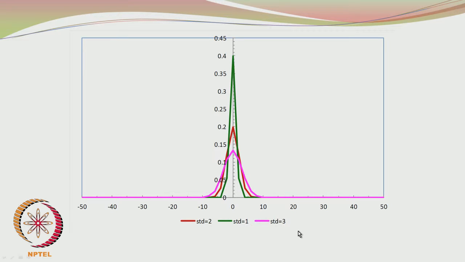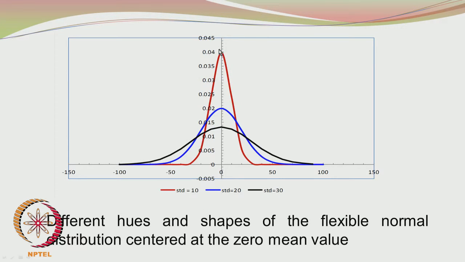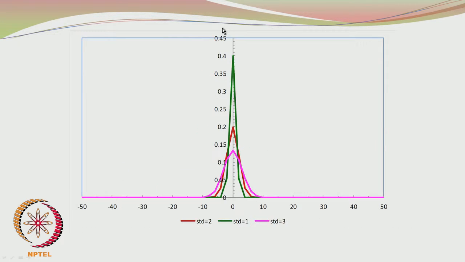Here we have cases where we reduce the standard deviations to smaller and smaller values. Here you start with 3, the pink curve, then you reduce it to 2, and then you reduce it even further to 1. The green curve shows the tallest peak. And if you keep reducing the value of sigma, the f of x value will keep increasing. f of x is a maximum at the center. So, this peak value will keep increasing as the standard deviation decreases.